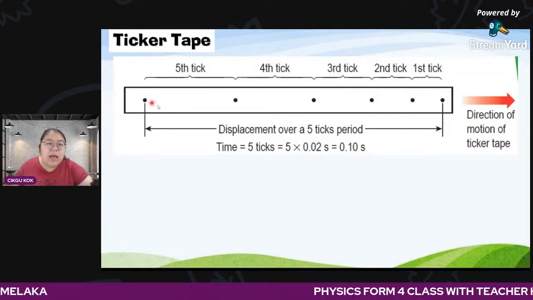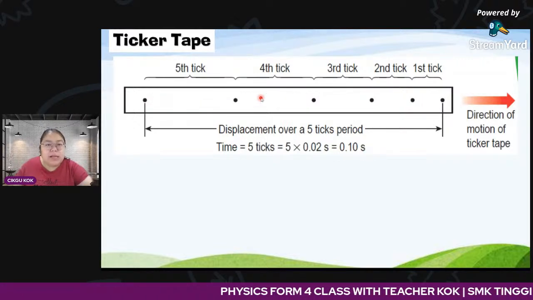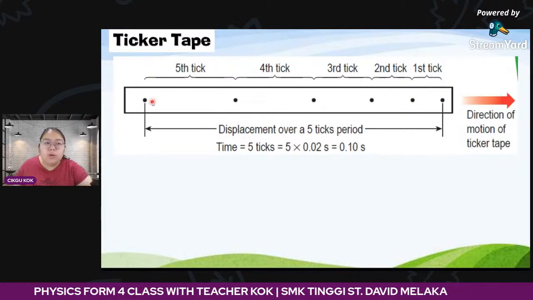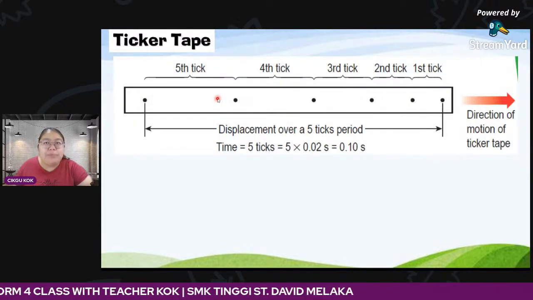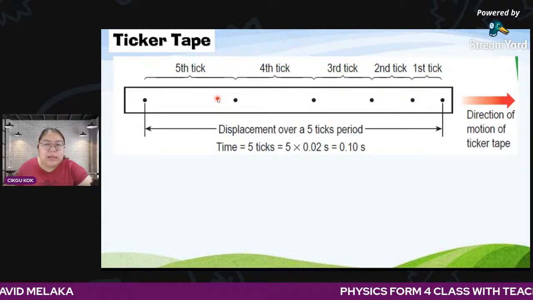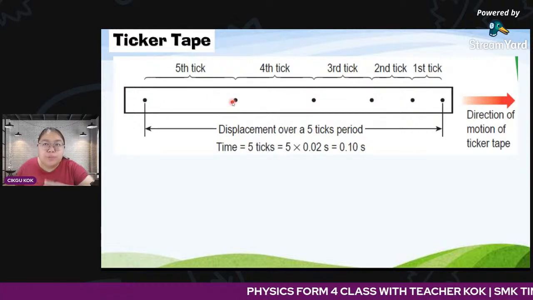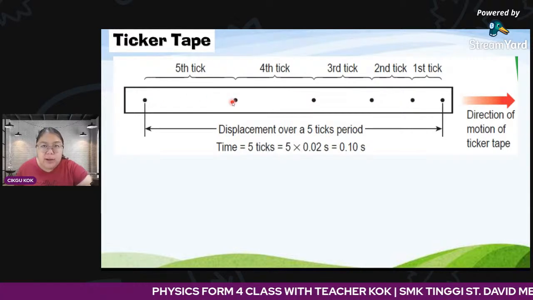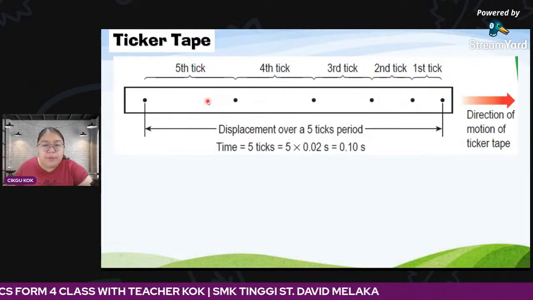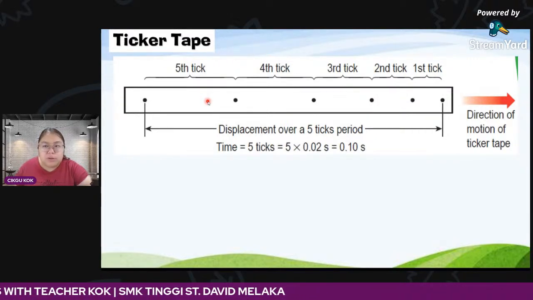So understood? Every space, the time taken is 0.02. No changes. Although this one is further, the time taken is still the same, because the plate vibrates, and every time it vibrates it is the same. Why is the distance further? Because you pull faster. The time taken is still constant, 0.02.